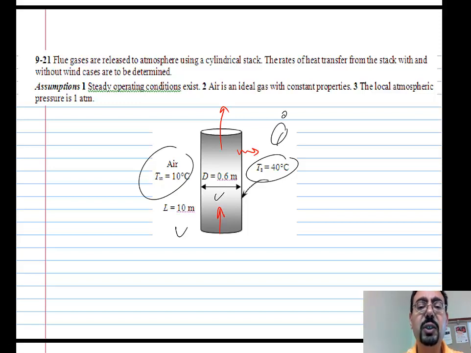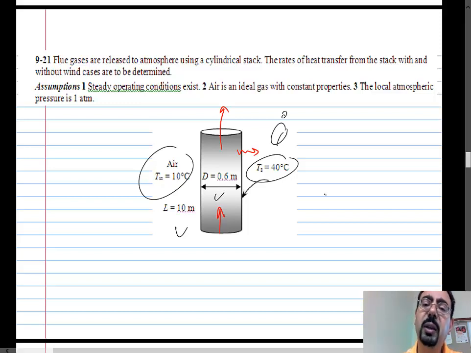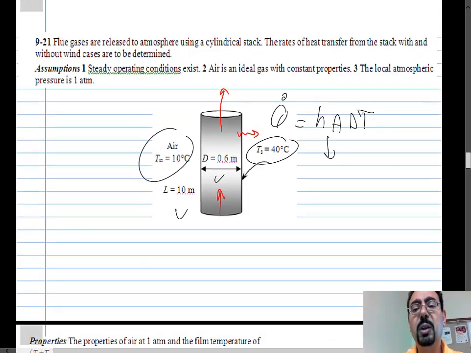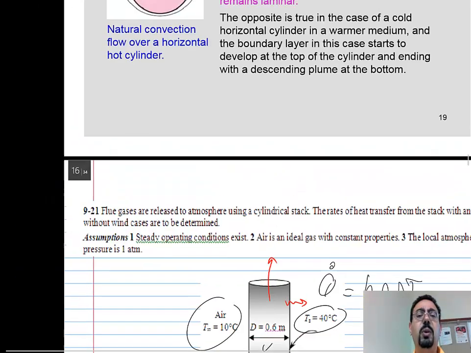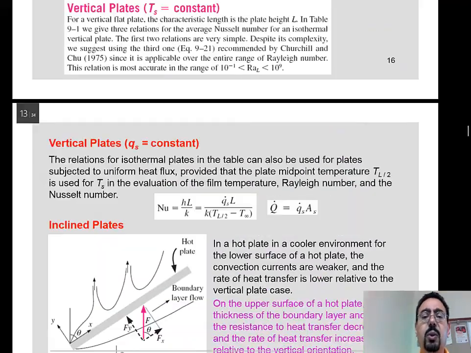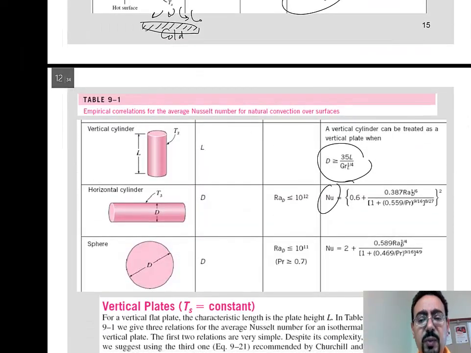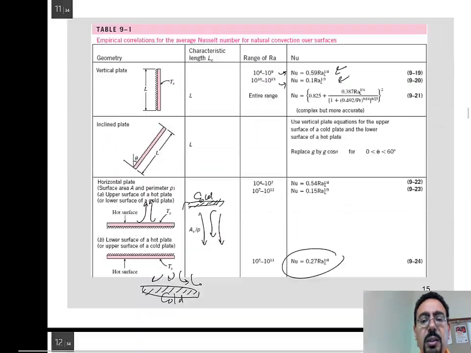So let's solve the natural convection first. What do we do? Q dot would be hA delta T. And then we have to come up with this h. So we have to tell ourselves, well, we need a Nusselt number. Does this cylinder, when we look at this table, I have to go to the table and say, well, here's a vertical cylinder, and here's a horizontal cylinder, and this is a sphere, and this is a flat plate.